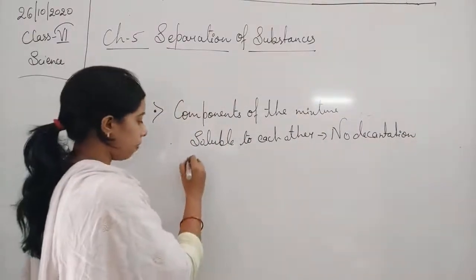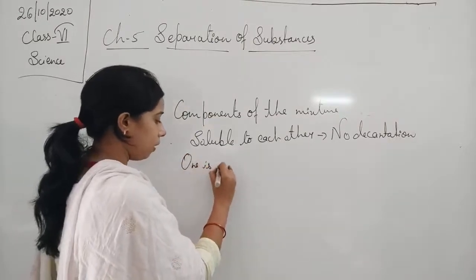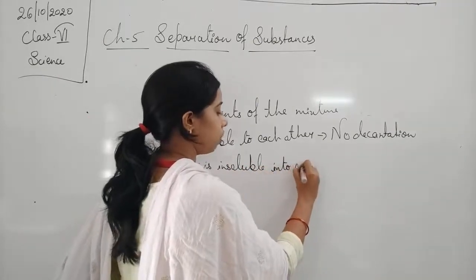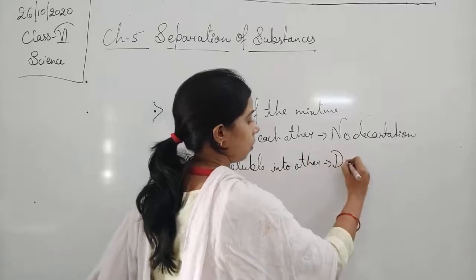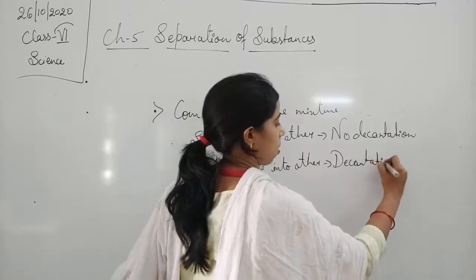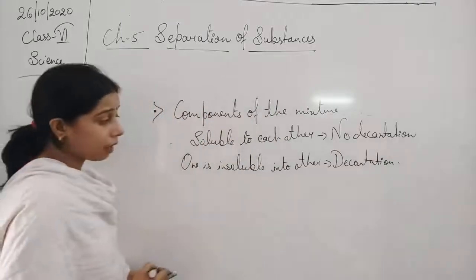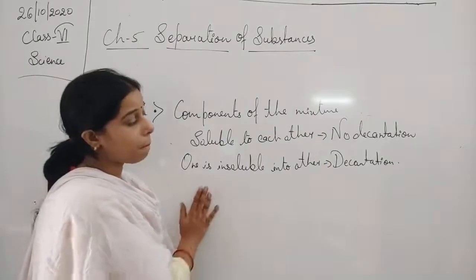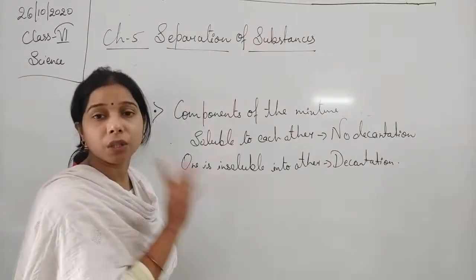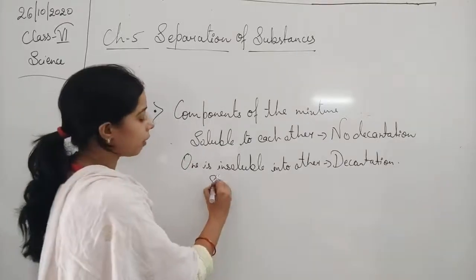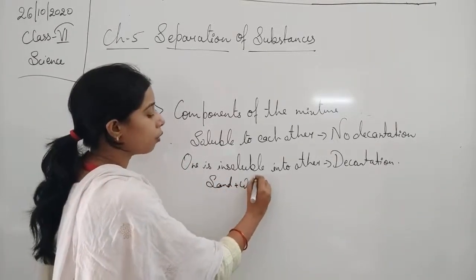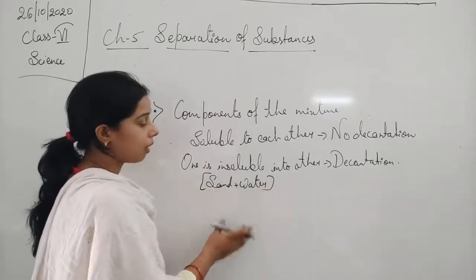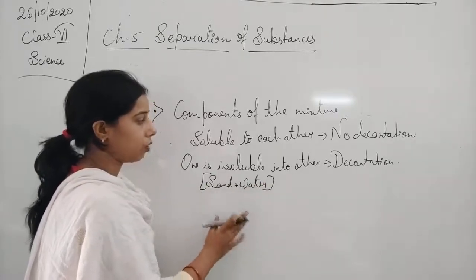But if one is insoluble in the other, what do we understand by this? One of the components of the mixture must be insoluble in the other component. We have discussed that if we take sand plus water, sand is insoluble in water, so we can do the process of decantation easily.